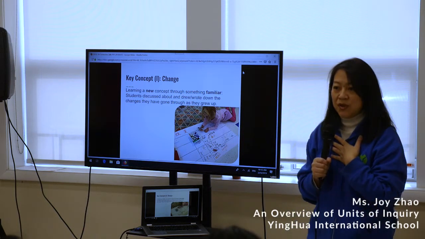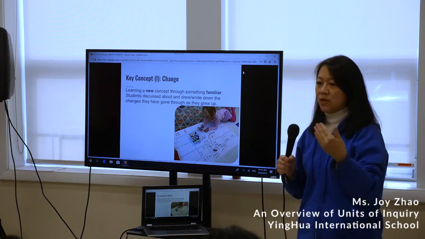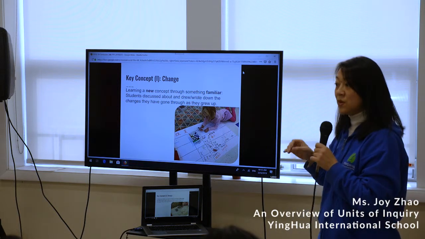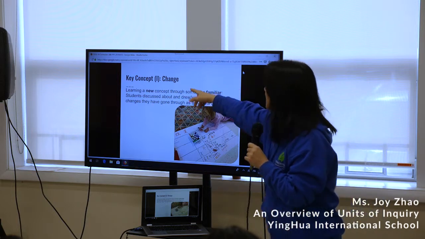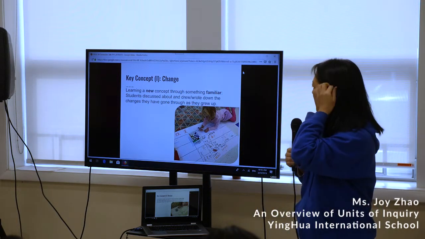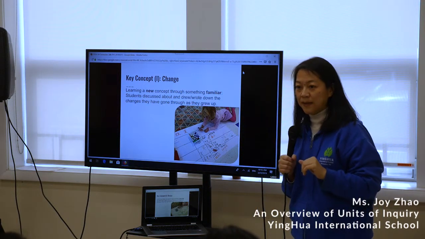How do we teach that? We don't just start with, let's talk about your family. We start with concepts. This is a key concept, called change. There are many ways to teach that concept.